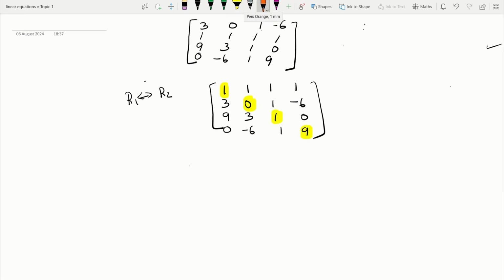Interchange procedure. R1 implies R2. Now there are no common multiples to cancel, so 1 1 1 1, then 3 0 1 minus 6 I wrote, then 9 3 1 0 I did it, then 0 minus 6 1 9, right? This is our actual problem. You can interchange the row operations, no problem. Even columns also you can do, but now not required for us.